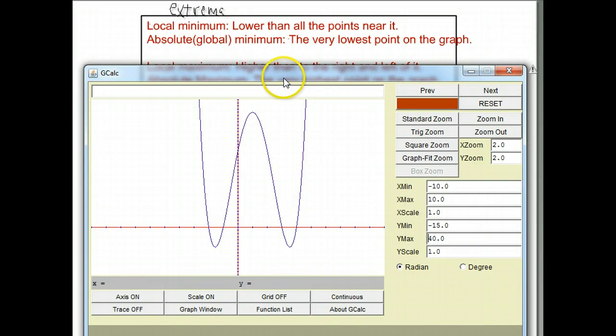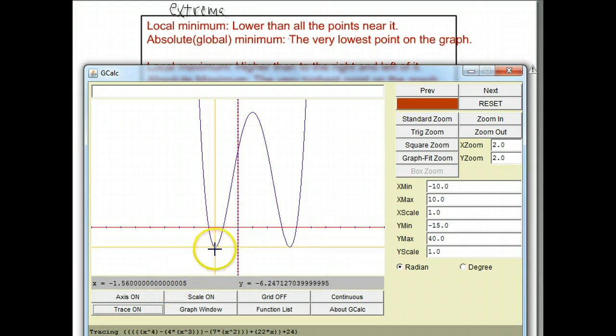So what you want to do is make sure your trace is on. Okay, so right now tracing is off. I'm going to turn it on, and what that allows you to do is to see where points are on your graph. See these numbers, see the x equals and y equals down there. When I go up on the graph, it has numbers. For example, right here, x is negative 1.6 about, and y is negative 6. That allows me to identify points more easily than having to guess where they are using the scale.